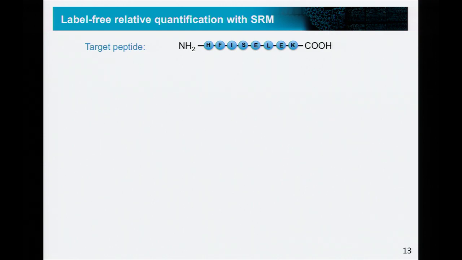Let's say this is our target peptide, and we want to measure this target peptide in 2 samples, control and disease, doing label-free relative quantification with SRM. What do you need to do for this task? Measure this peptide with label-free relative SRM. That's the first thing we need to do. What did you learn yesterday?